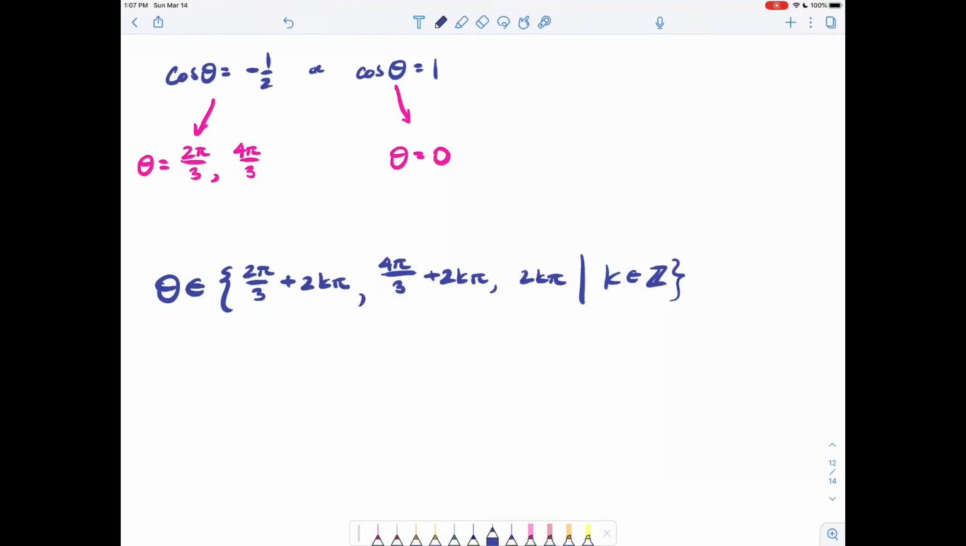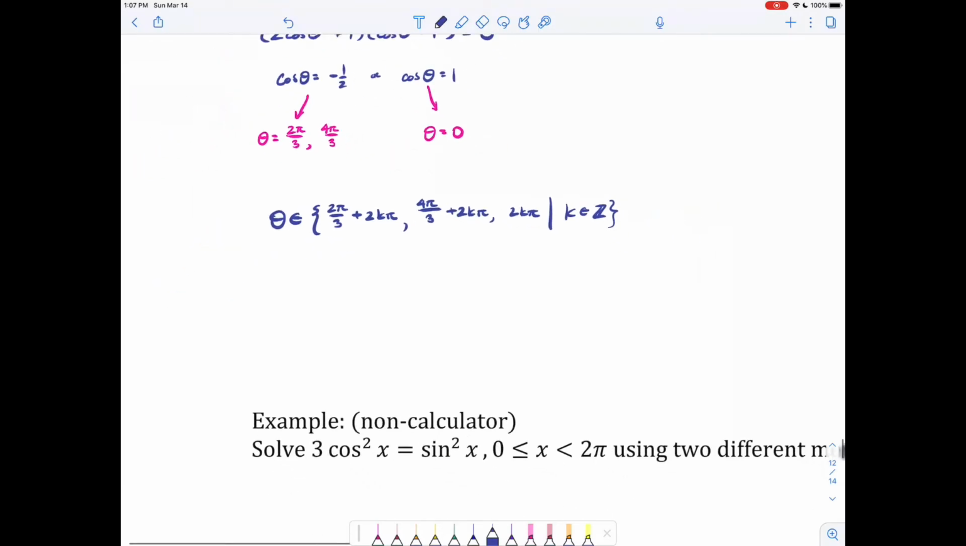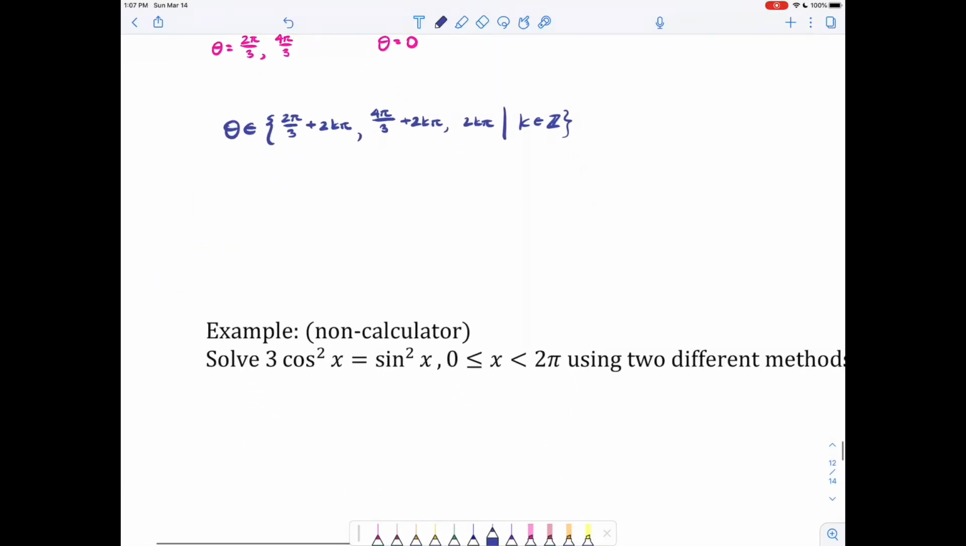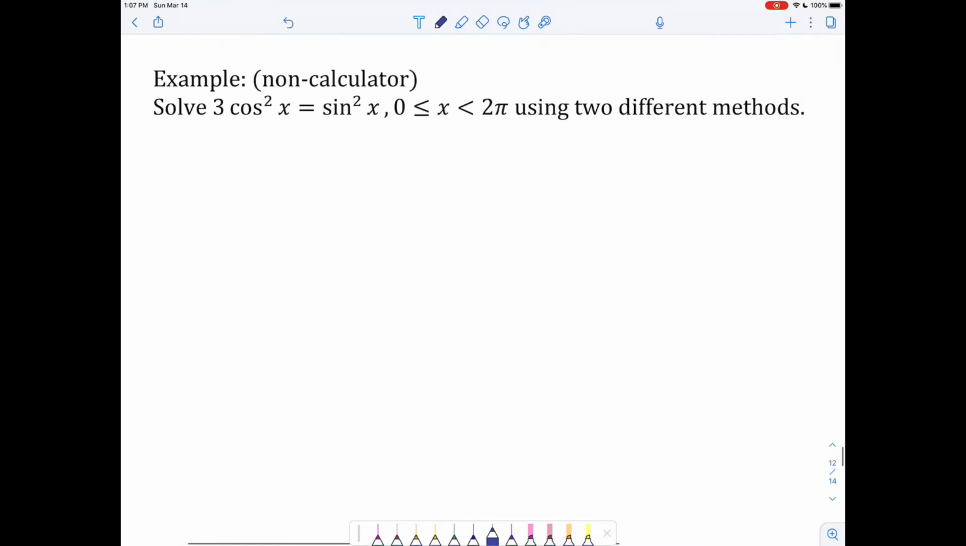Again, see if you can try all these other ones. This next one does ask us for multiple methods. So see what you can do. See if you can find multiple ways to solve this one, and I'll show you what I come up with. Hopefully you paused and you're resuming now.